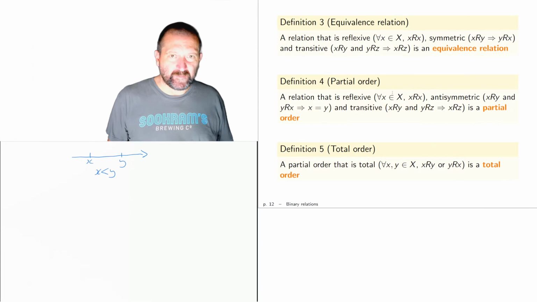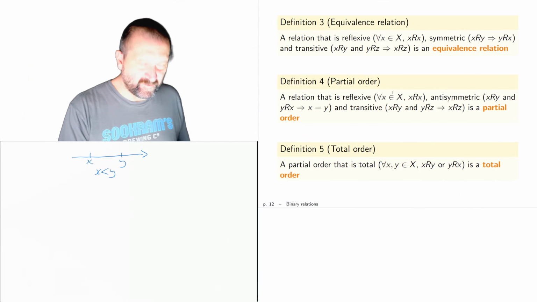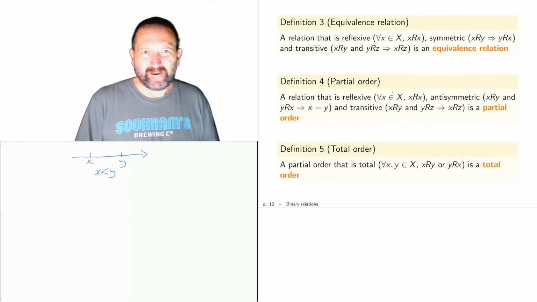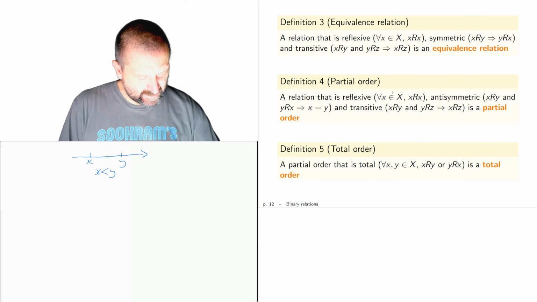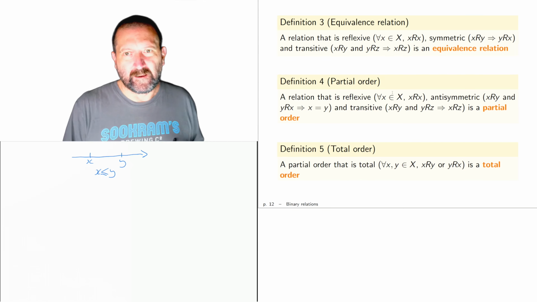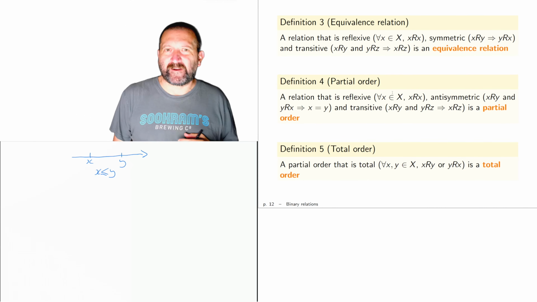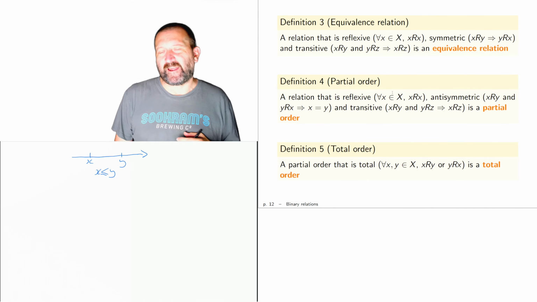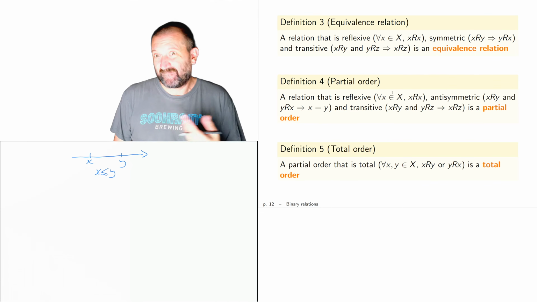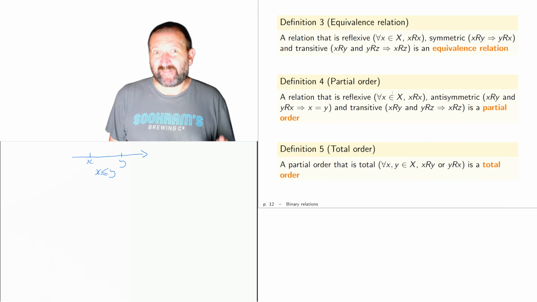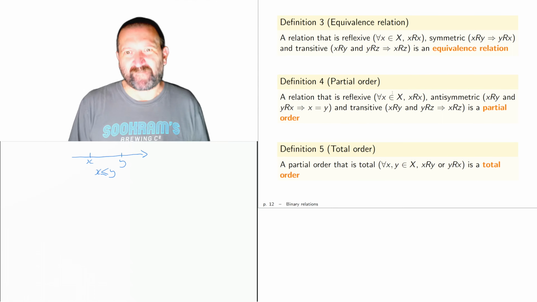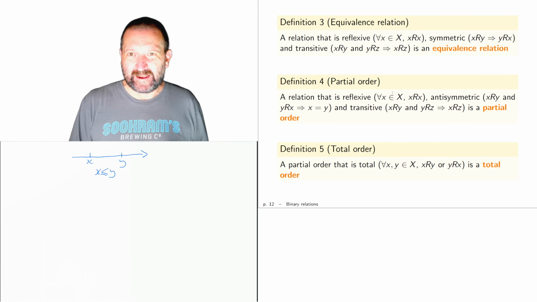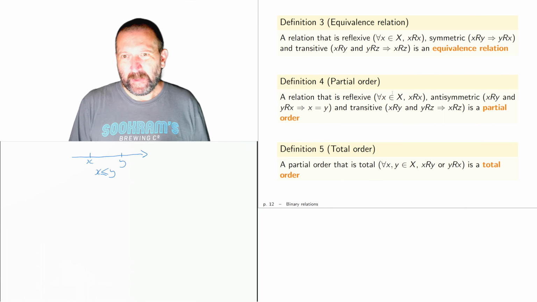So let me go back to this example. Here you can see that already I have something here. If I want to make this into a partial order, I need less than or equal, because I want x to be in relation with x. So x is less than or equal to x is true. x is less than x is false.